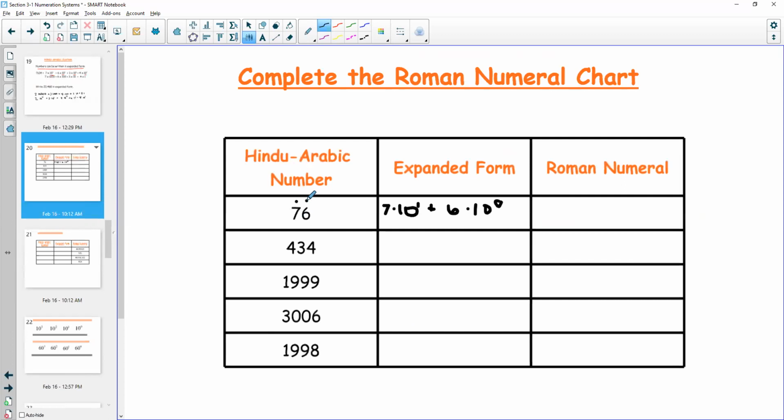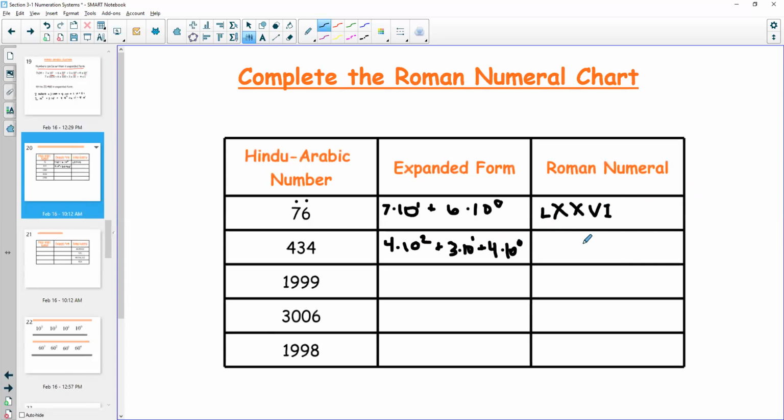How do I make 70? Well, I can make 70 out of 50 and 10 and 10. So L, X, X, 50, 60, 70. I didn't break any rules. And 6 is V, I. There's 76. No big deal there. Everything's okay so far. 434 is 4 times 10 squared plus 3 times 10 to the first plus 4 times 10 to the 0.